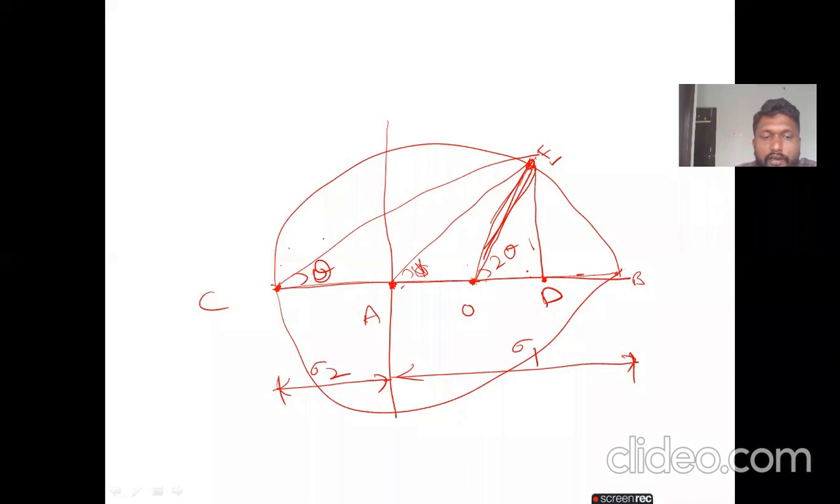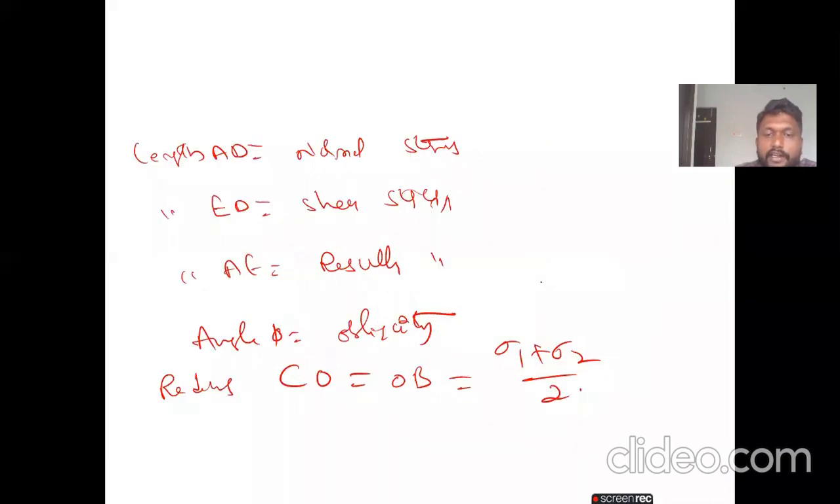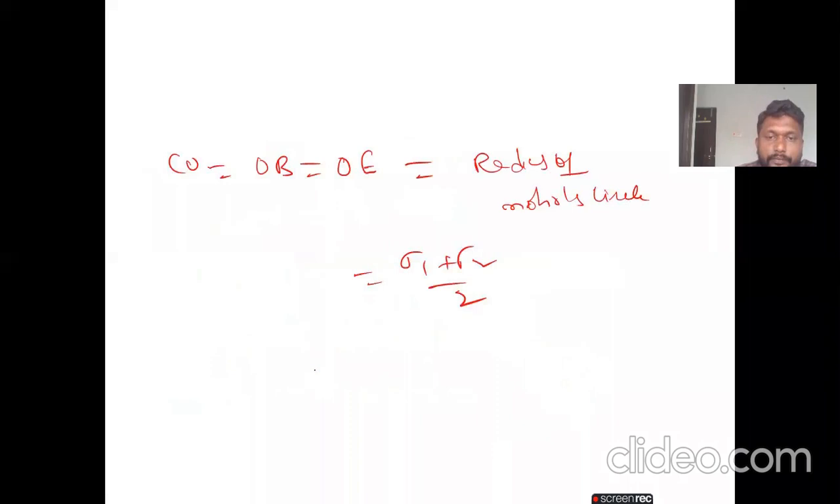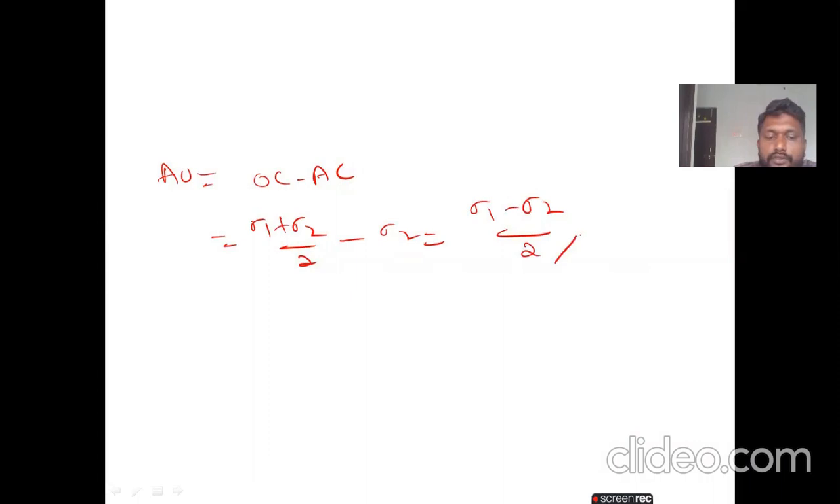Now we will first calculate the AO value, then AD. If I need AO, from OC, from O to C, we know already the radius, minus AC. AC is the sigma 2 value. So AO equals OC minus AC. These are very easy, we know already mathematics. OC is sigma 1 plus sigma 2 by 2 minus sigma 2. Finally, we got sigma 1 minus sigma 2 by 2.